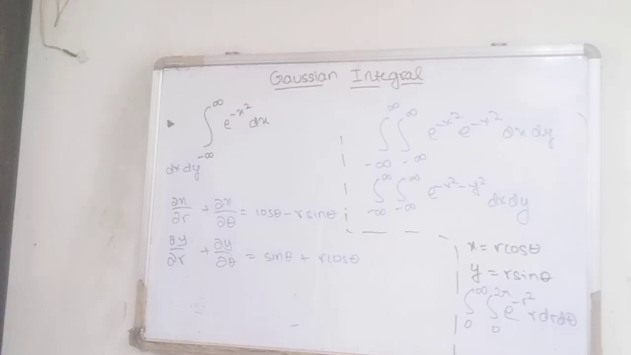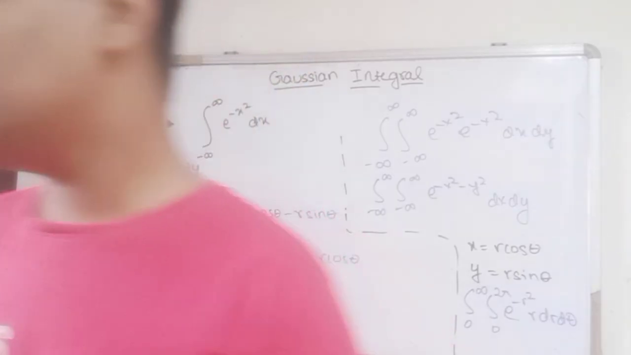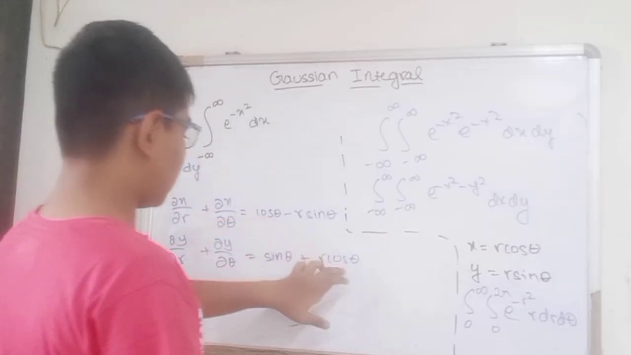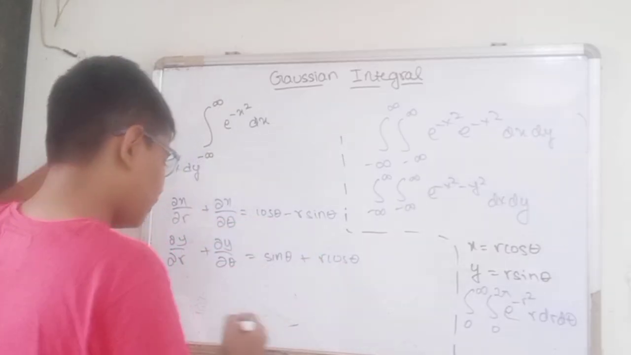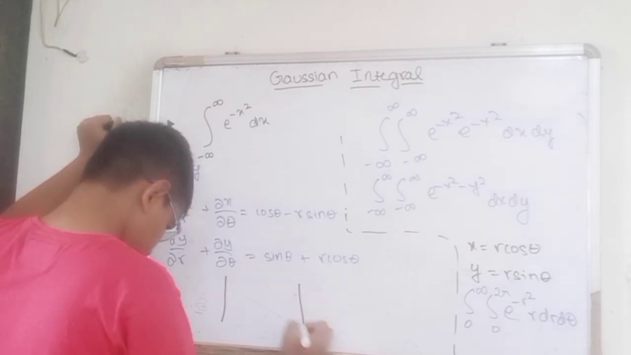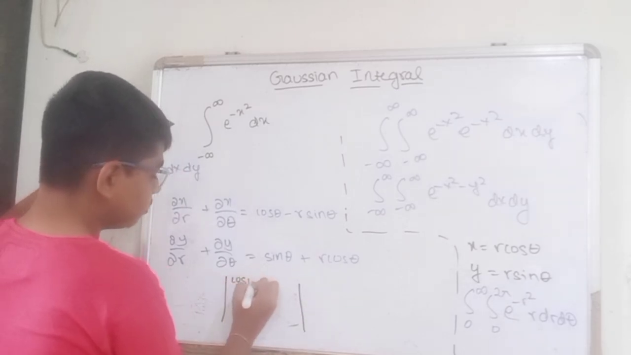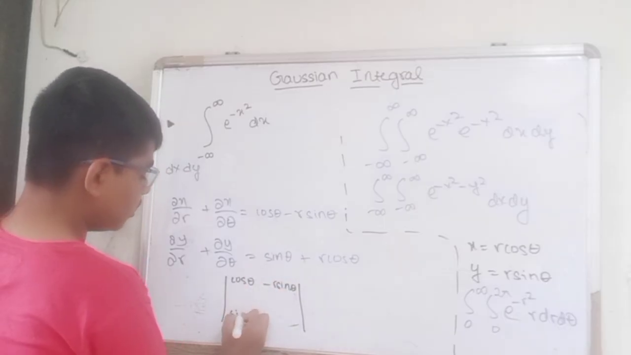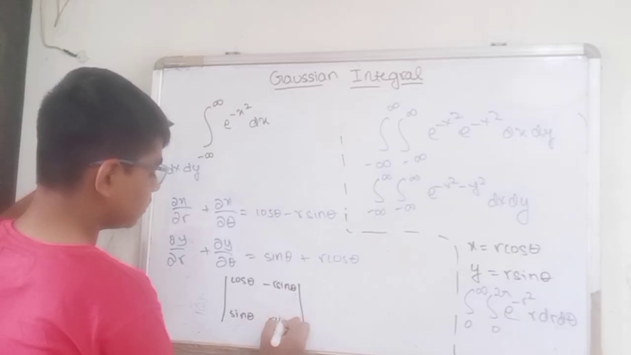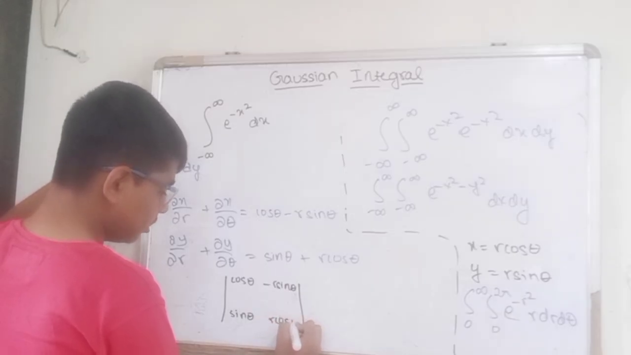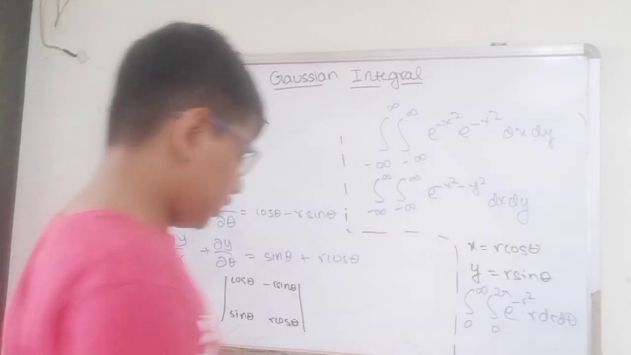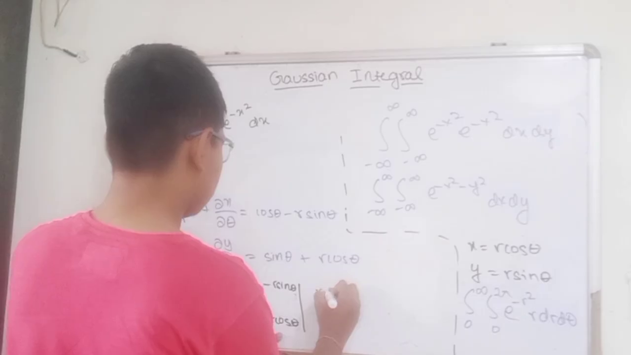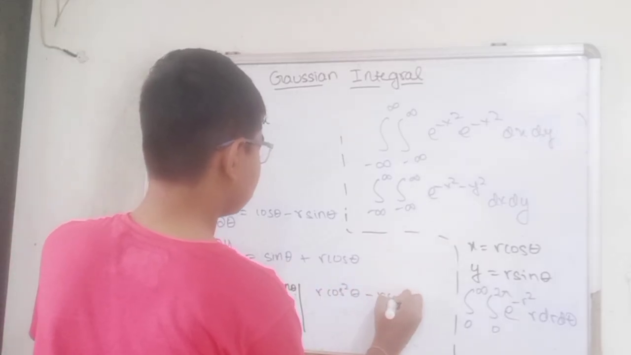Now we use matrices. We'll take them in a matrix: cos theta, r cos theta, sin theta, r sin theta, and then we'll take the determinant of it. So cos theta minus r sin theta. You can skip this part if you don't want the derivation of how it is r dr d theta. Now what is the determinant of this? This minus this. We have r cos square theta minus r sin square theta.